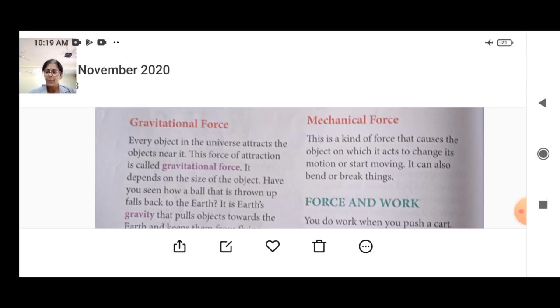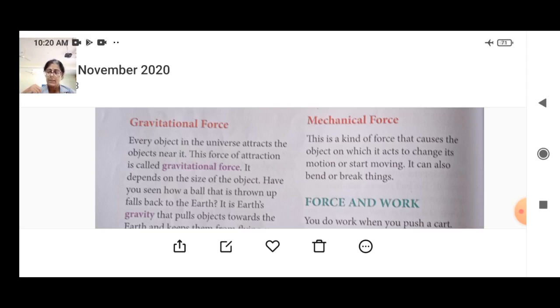It stopped the car after some time. Smooth surface causes less friction than a rough surface. Smooth surface पे friction जो होता है वो less होता है और rough surface पे ज़्यादा होता है.